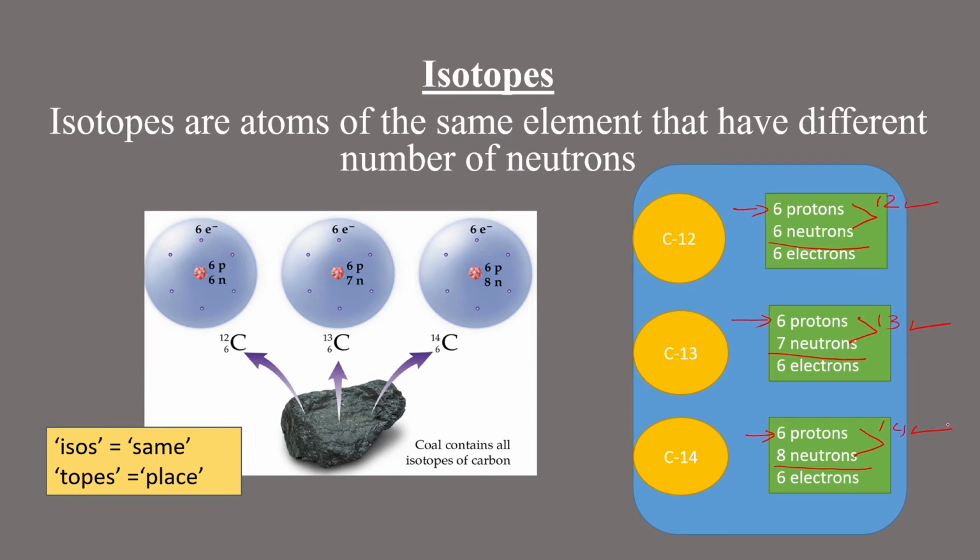Okay. The word isotope comes from the Greek word iso, meaning same, and topes meaning place. It means that these isotopes have the same place in the periodic table.